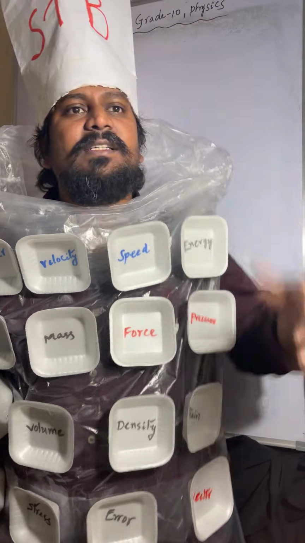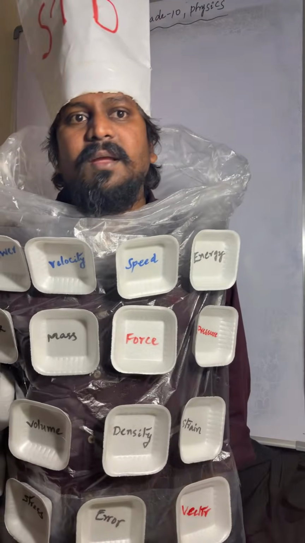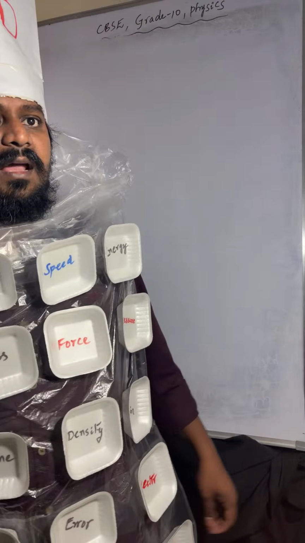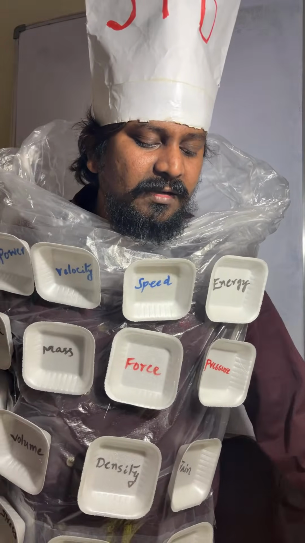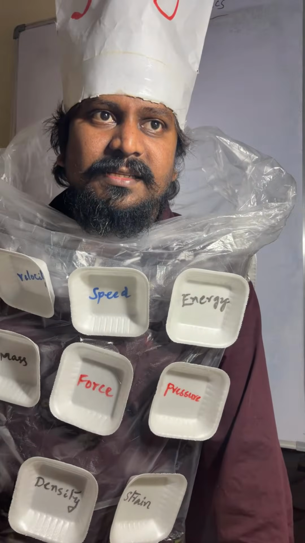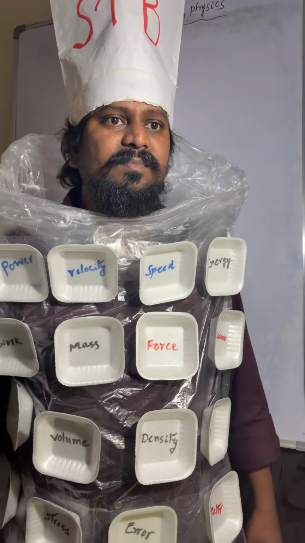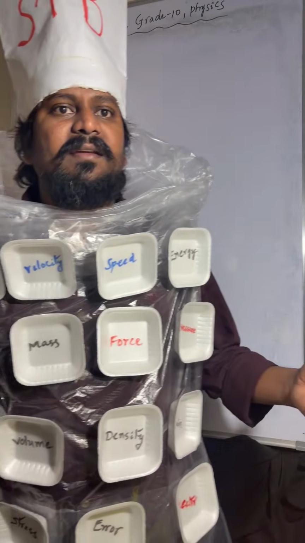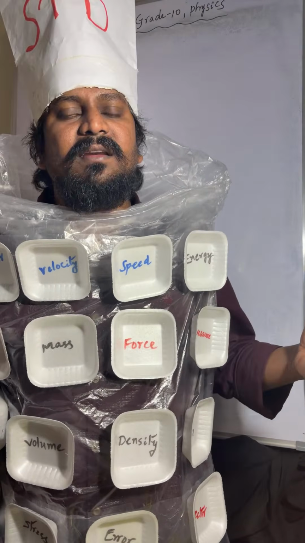Today we are going to discuss magnetic effects of electric current. Normally, the substance which has the property of attracting or repelling magnetic materials is called a magnet. There are two types of magnets: artificial magnets and natural magnets.